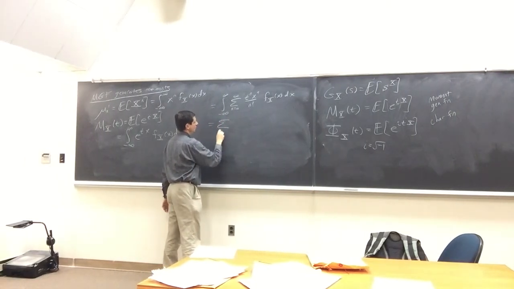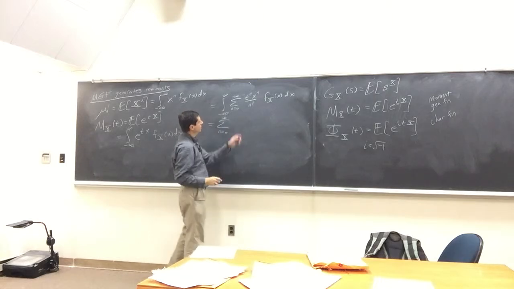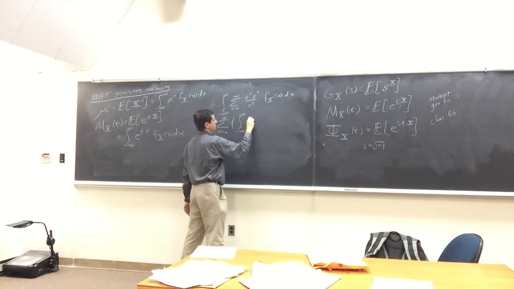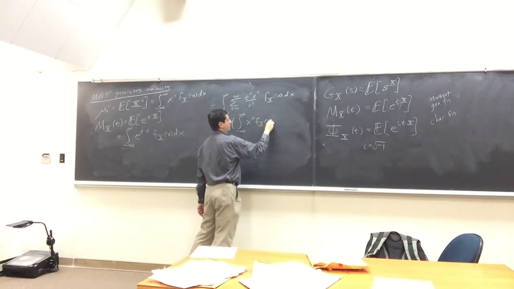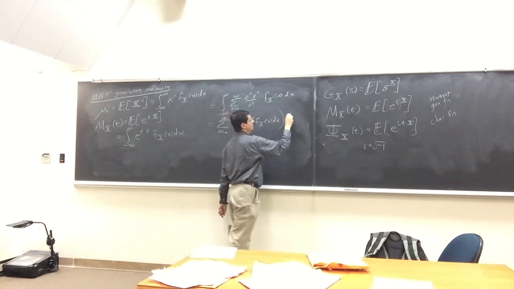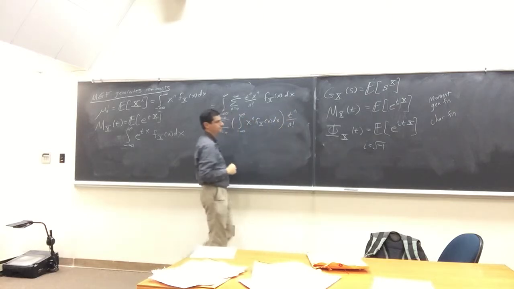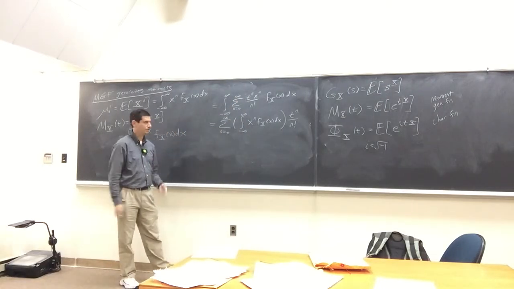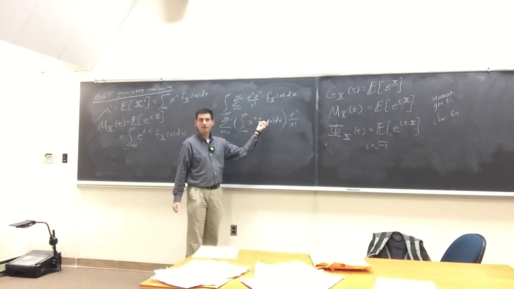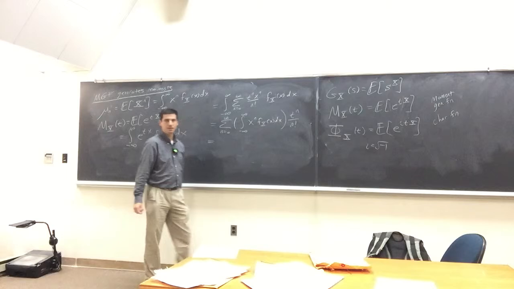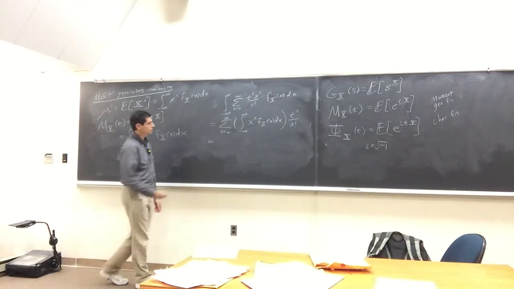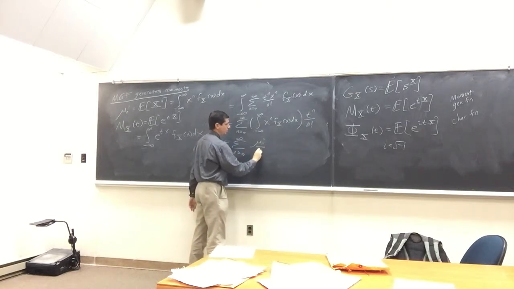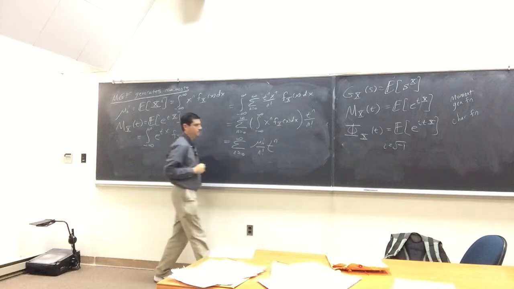This will become the sum, n goes from 0 to infinity, and then I'll have the integral from minus infinity to infinity of x to the n, f_X of x dx, and then I'll have a t to the n over n factorial. Because t to the n over n factorial doesn't depend on x, I can pull it outside the integration. Well, by definition, this is just going to be the nth moment. So we get the sum, n goes from 0 to infinity, the nth moment over n factorial times t^n.